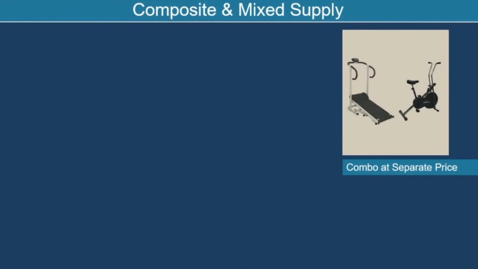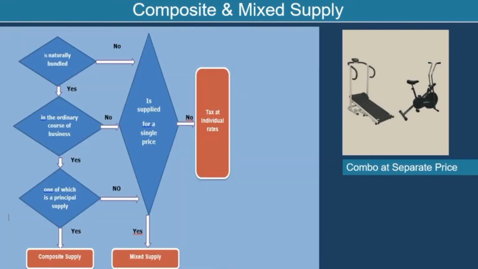So, let us check as per our flow chart. First of all, whether it is a composite supply or mixed supply. First, is it naturally bundled? Very honestly we cannot say whether it is naturally bundled or not, because in the industry it is a practice to provide these elements together. Yes, it is naturally bundled. Is it provided in the ordinary course of business? Condition number 2: yes, the vendor is always providing these 2 elements together. It is not something extraordinary.